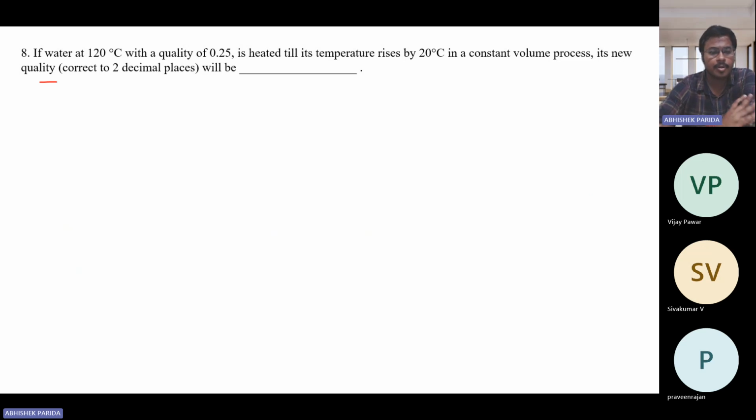Now you tell me, without solving, if I ask it as a multiple choice question, whether the quality will increase or decrease if we heat by constant volume process. What do you think?